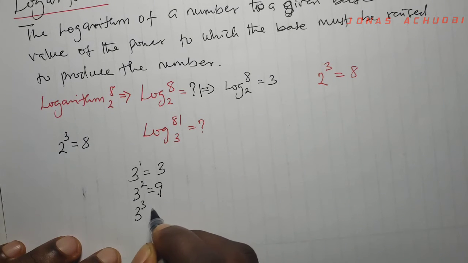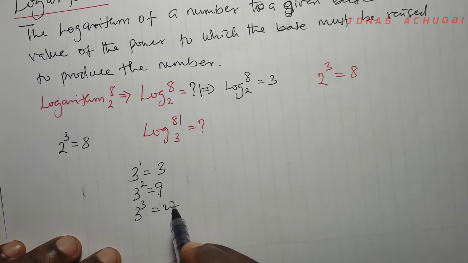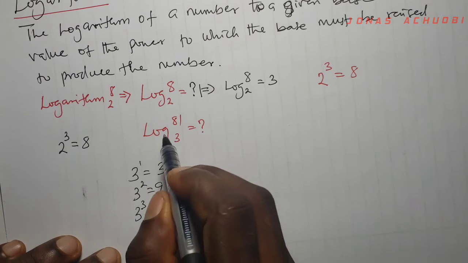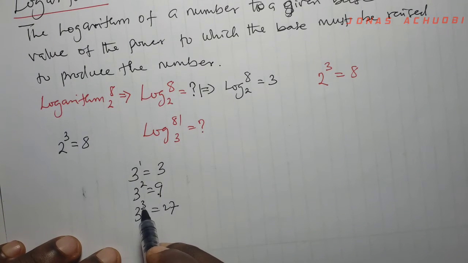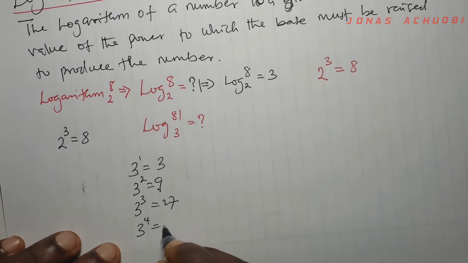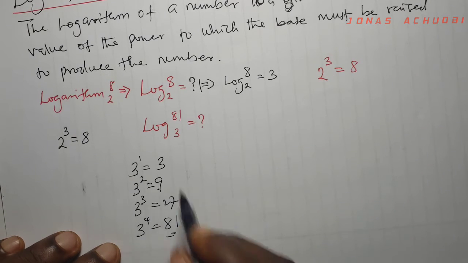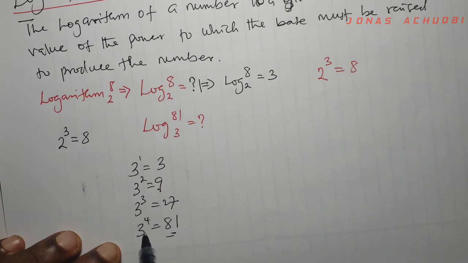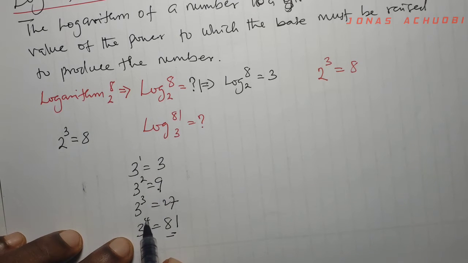Again, 3 raised to the power 3 is 27, and 27 is not 81. So the log of 81 base 3 cannot be 3. But 3 raised to the power 4 is 81. Therefore, we have raised this base 3 to the power of 4. So that power here, 4, becomes the logarithm of 81 in base 3.